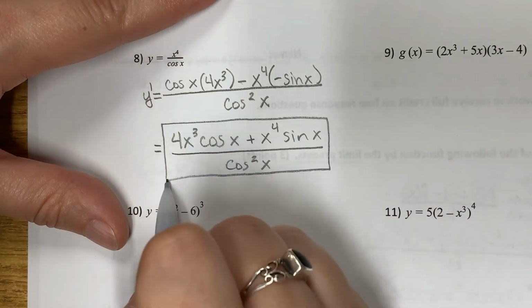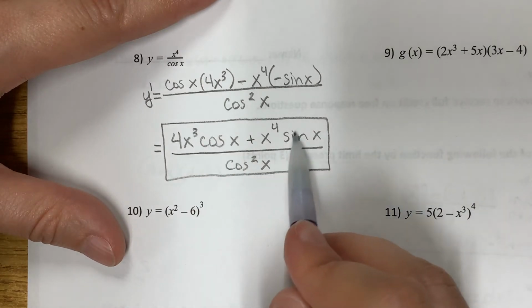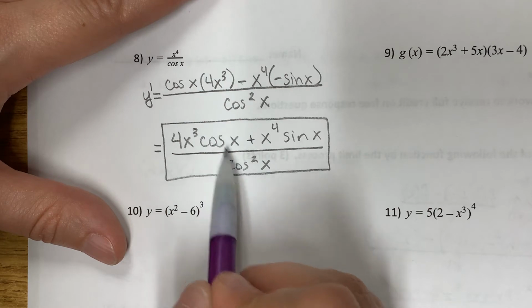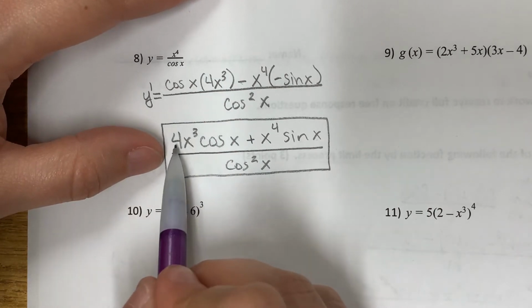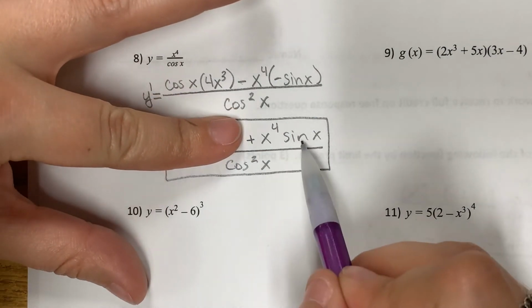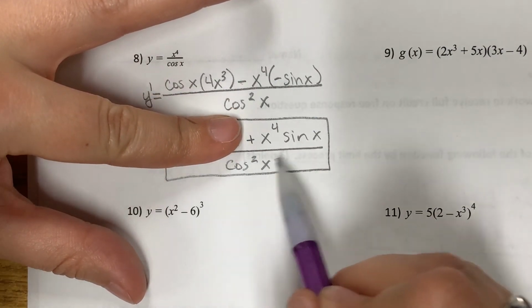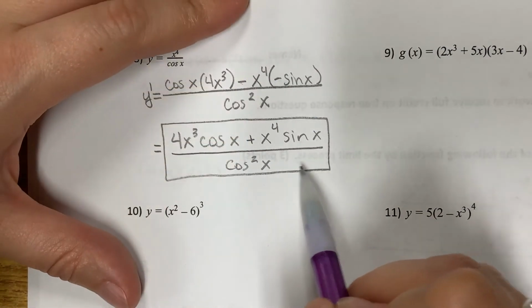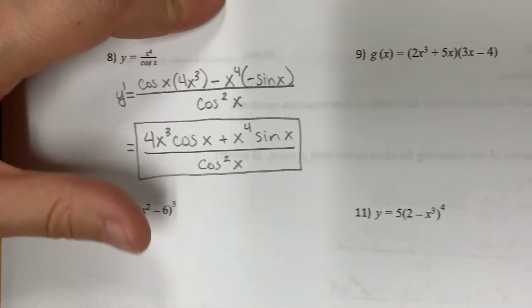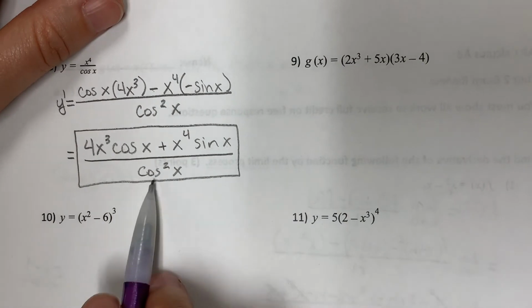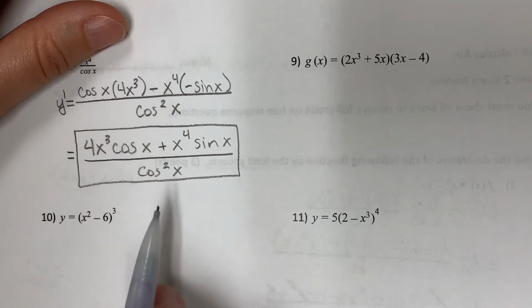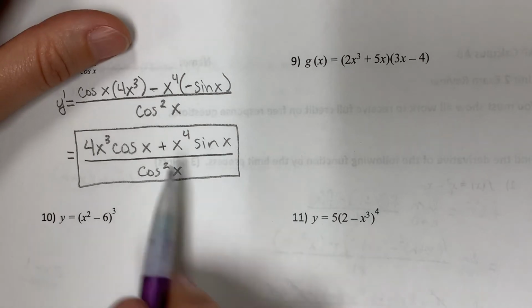If you wanted to separate these two into 2 separate fractions, you could simplify one of those cosines. So this side would be 4x cubed over cosine x, but this side would have to stay x to the 4th sine x over cosine squared. So because it's not that much simpler, I'm just going to leave it the way that it is. So remember, on the AP exam, free response questions, the further you simplify, the more room there is for error. So I would just stop right here.